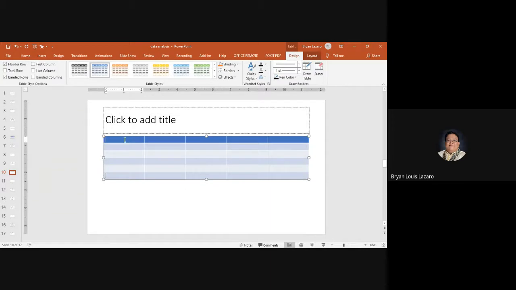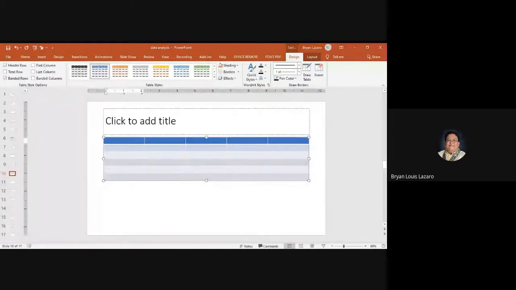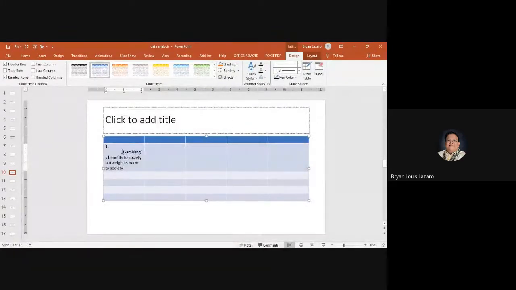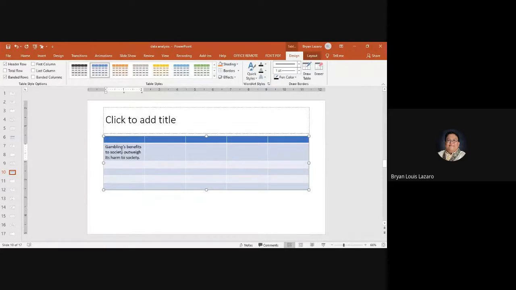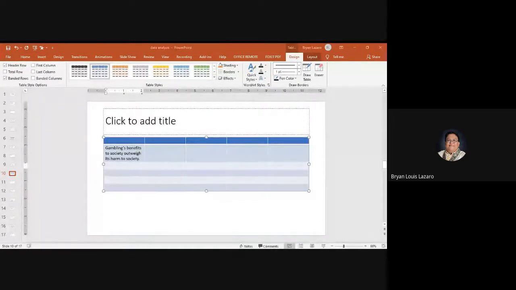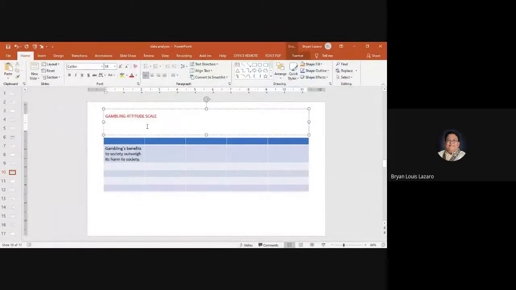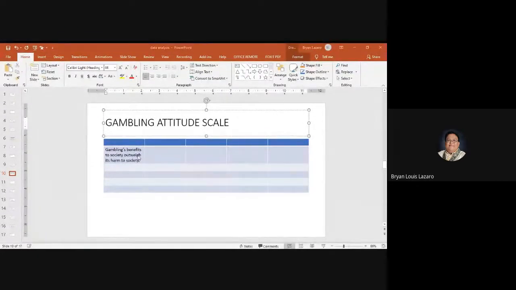Okay. So, halimbawa meron tayo ditong, tingin ulit tayo dun sa... ito. 5-point scale tayo. Ang tanong ay, gambling benefits to society outweigh, 5-point scale, gambling attitude scale. Gambling attitude scale ang ating gagamitin. 1 to 5 yan.